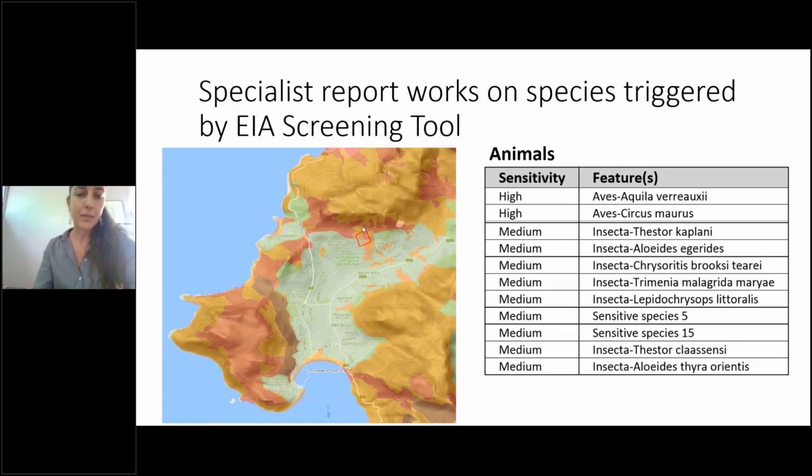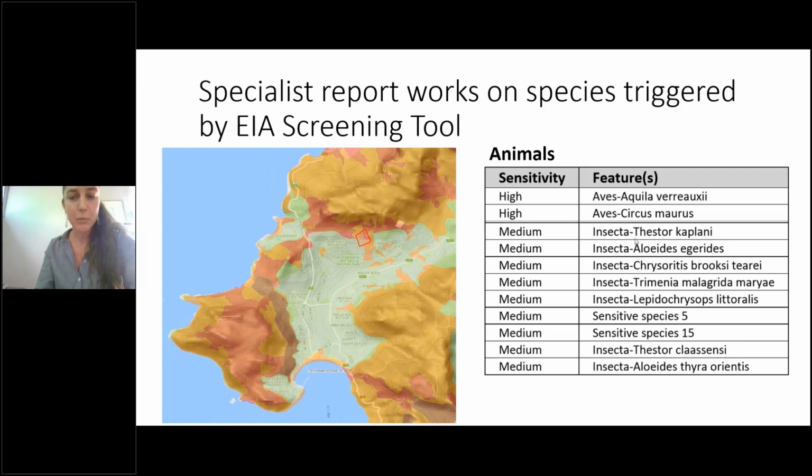All right, so here's a concrete example for you. So if a developer, an applicant puts their development footprint here, they will get this screening tool report, which lists every species that it's intersecting with, and you get to see which kind of animal it is. So if it's a bird, or if it's an insect, or if it's a reptile, or if it's an amphibian.